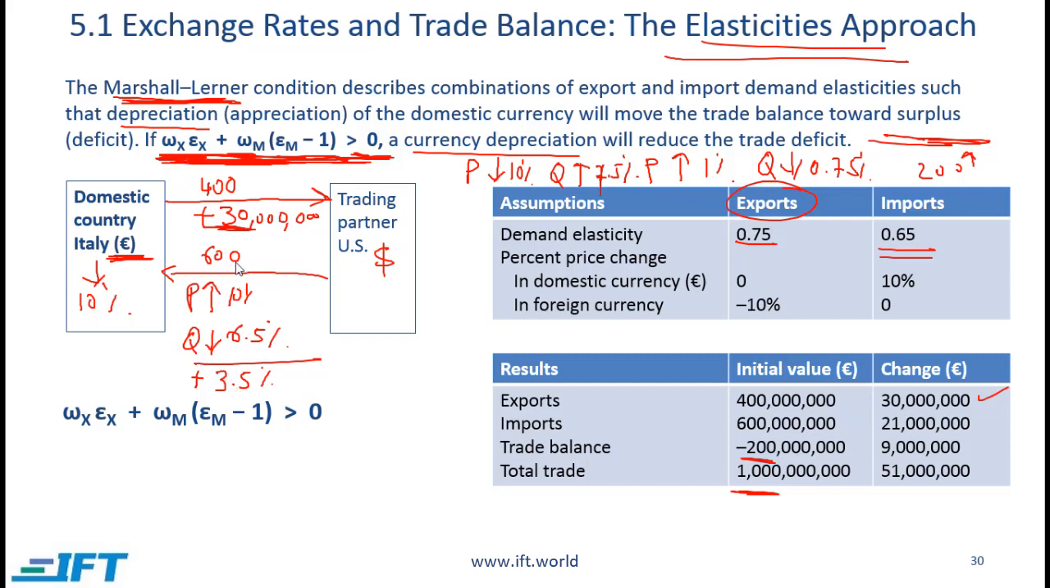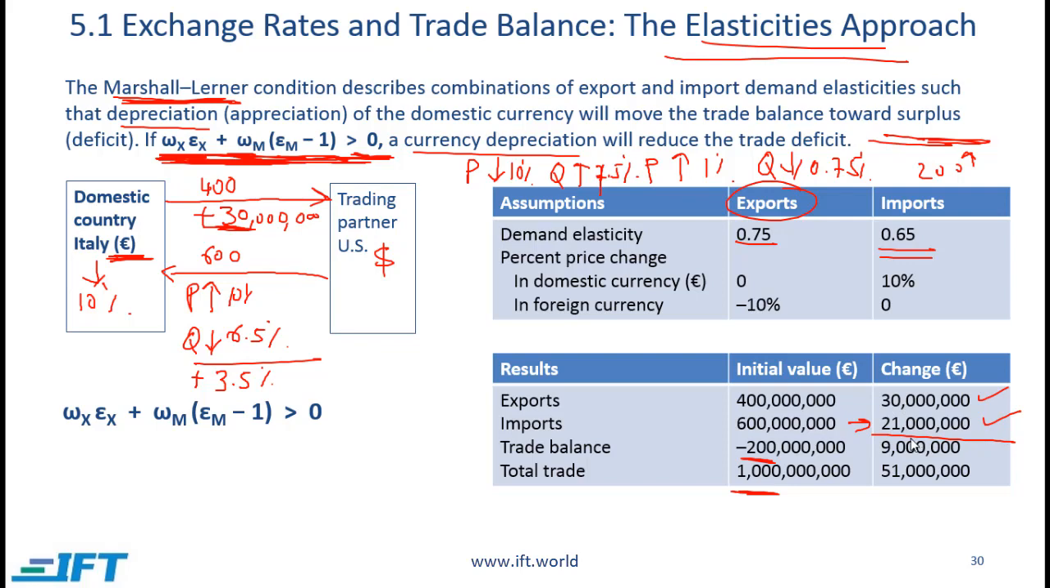If the value of the imports initially was 600 billion, now the value of imports will be 3.5% more, which means 21 million. 21 million is 3.5% of 600 million. So overall, what is happening? The exports increased by 30 million. The import, again in euro terms, increased by 21 million. Note that here both numbers went up.